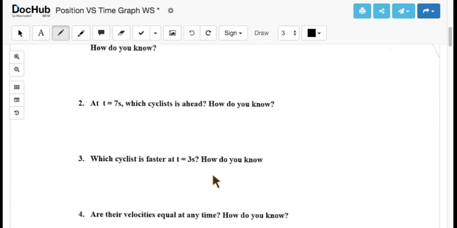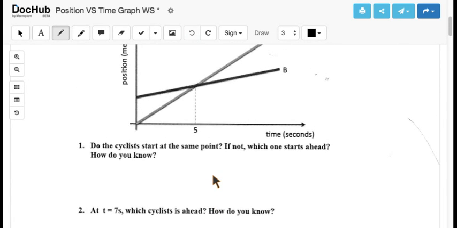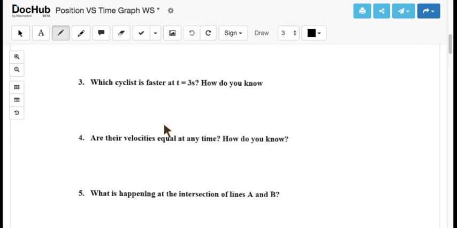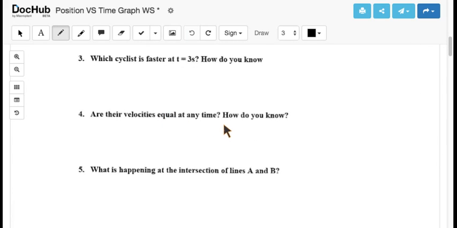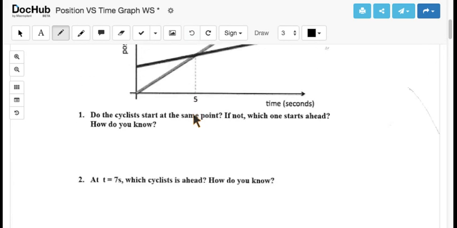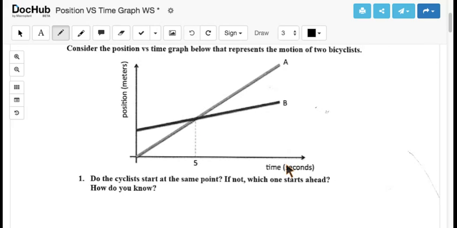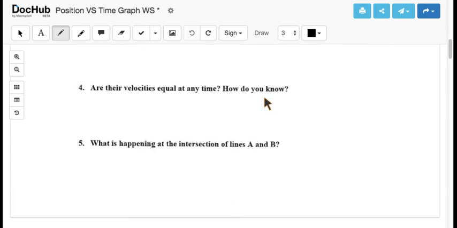Which cyclist is faster at t equals 3 seconds? And how do you know? Well, coming back up here, remember this is 5 seconds, and then halfway is 2.5 seconds. So you can figure that one out. Are their velocities equal at any time? And how do you know that? So remember, velocity is distance, or in this case, displacement, divided by time. And think about what I said at the beginning of this video when we talk about what the slope of the line means.